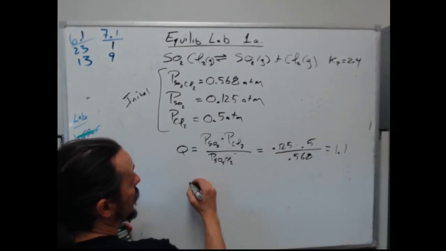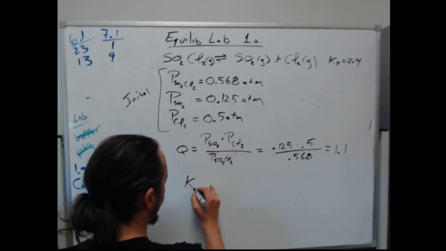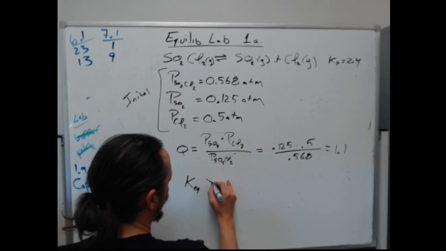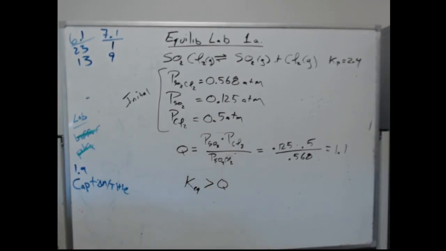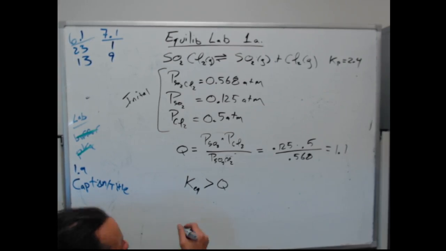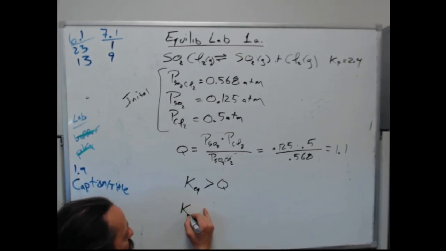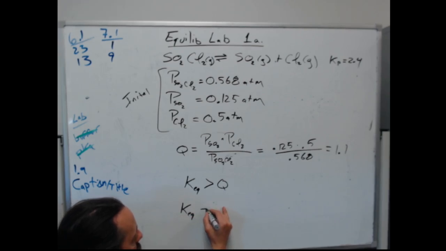So I've got this situation where my K is bigger than my Q. Do we know what it means when the K is bigger than the Q? Doesn't it go towards product? Yeah. Right, so I'll show you a couple things real quick.